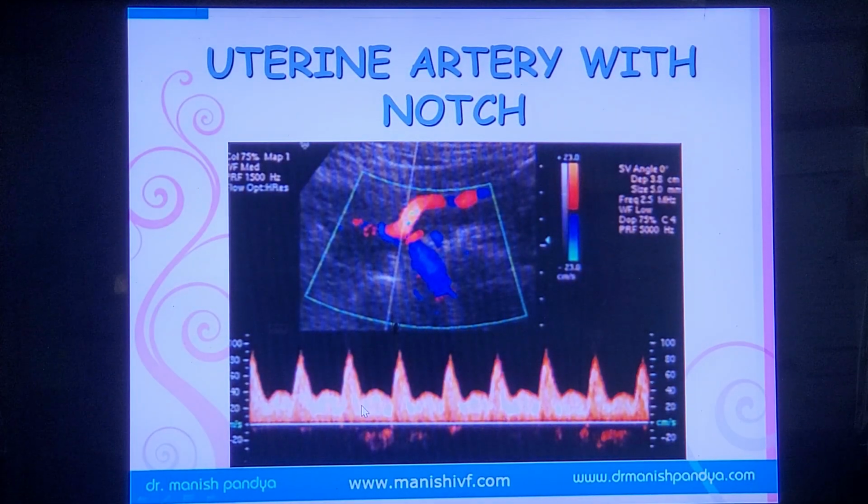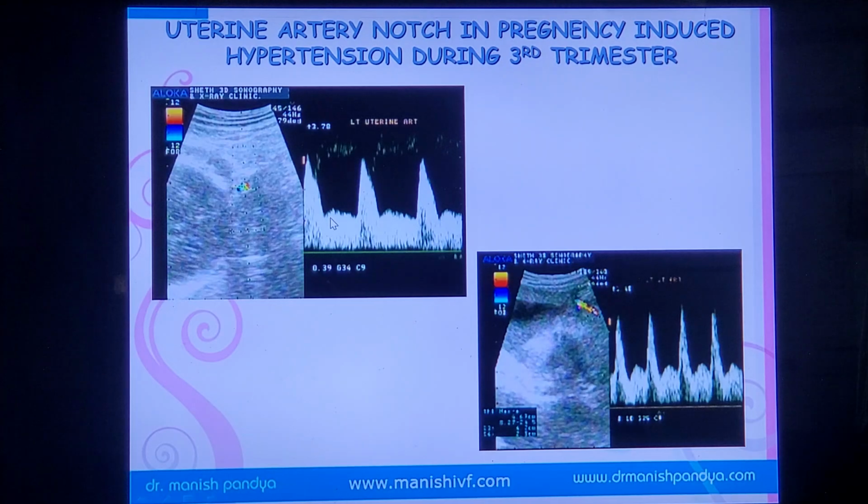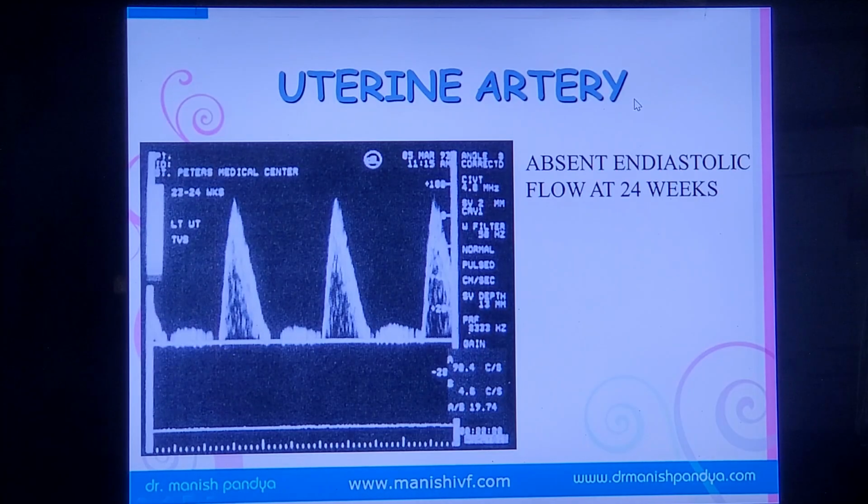So this is uterine artery with notch. Okay. This is uterine artery with notch. This is uterine artery with notch. Uterine artery notch in pregnancy induced hypertension during the third trimester of pregnancy.